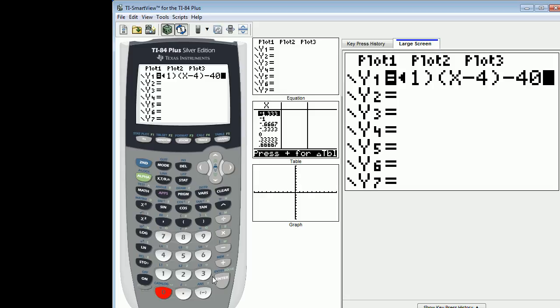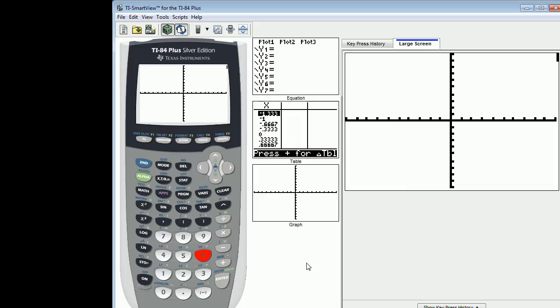Okay, so this is the equation we've set up. Does everybody have the equation entered and you're ready to graph? Okay, let's all look at the same graph, so let's zoom 6. Okay. It does look like it's 5.